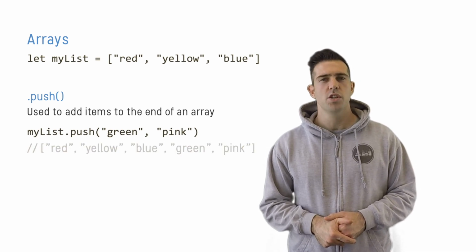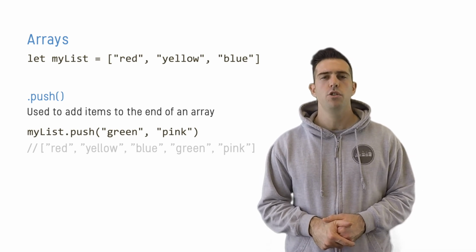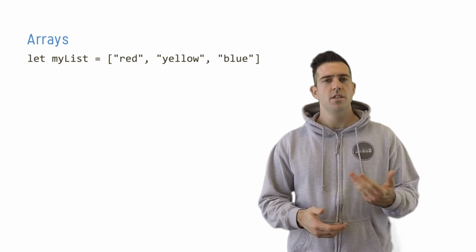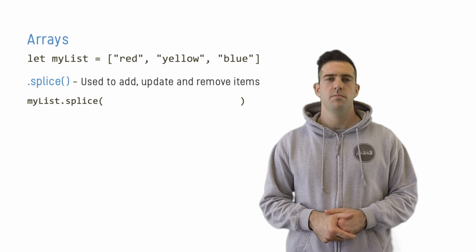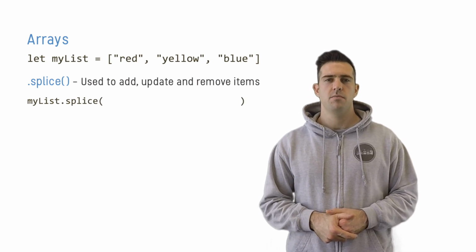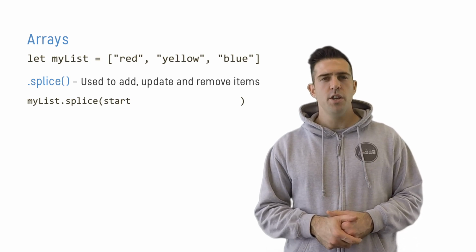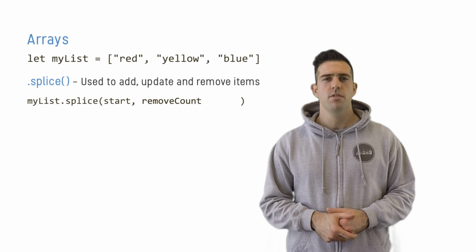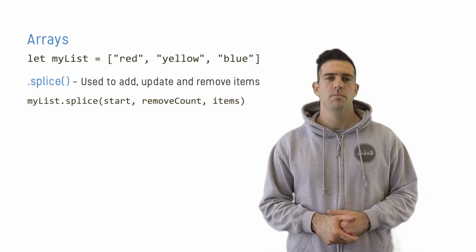If, however, we want to add a value and make it the second value within the array, then we can't use the above approach. Instead, we use the splice method, which can actually be used to add, update, or remove items. To use it, we need to provide up to 3 parameters: the position in the array to start, how many items in the array that we want to remove, and finally any new values to insert at that position.